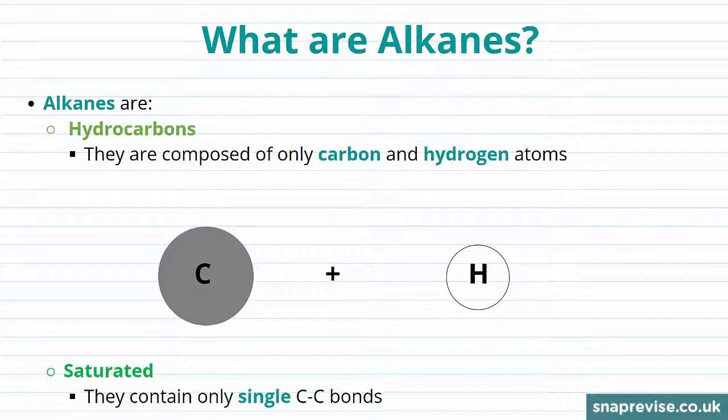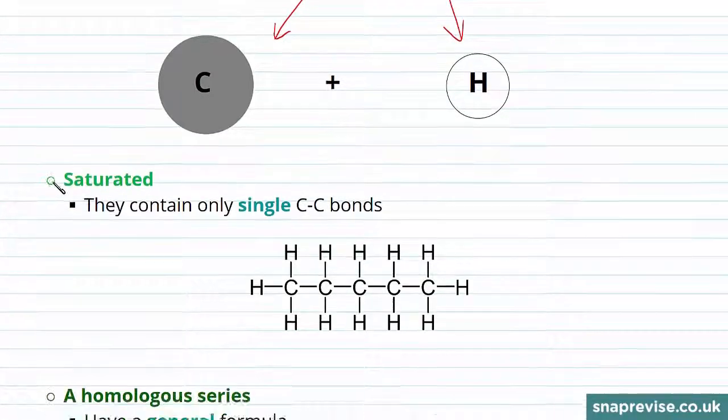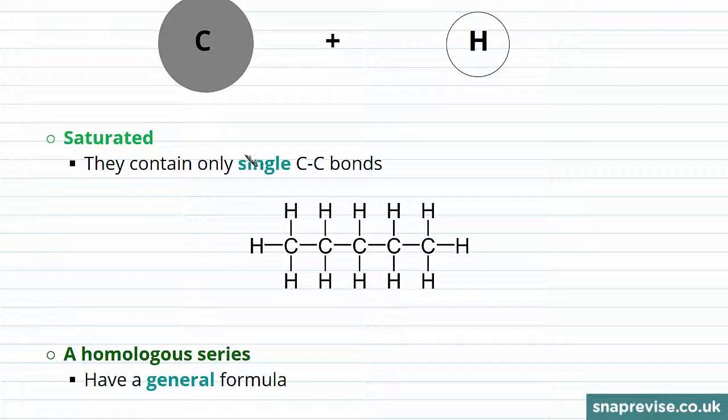Well, you may well have met alkanes before. Alkanes are hydrocarbons, and what we mean by that is they're composed only of carbon and hydrogen atoms. Alkanes are saturated. What we mean by that is they contain only single carbon-to-carbon bonds. So here we have an example of an alkane. You can see it's composed only of carbon and hydrogen atoms, and there are only single carbon-to-carbon bonds.